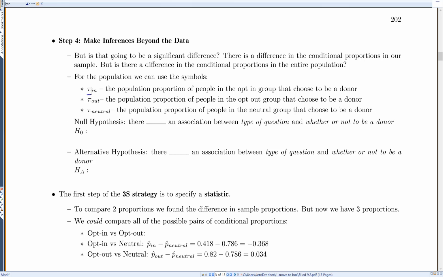So we can say the population proportion of people in the opt-in group is this pi in. And we can do pi out for the population proportion of people in the opt-out group that choose to be a donor, and pi neutral.